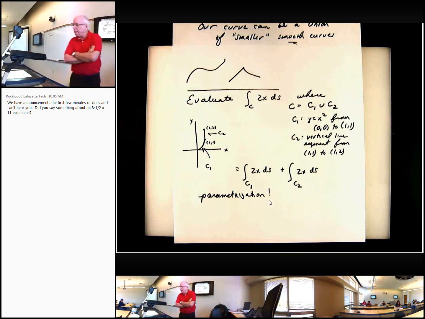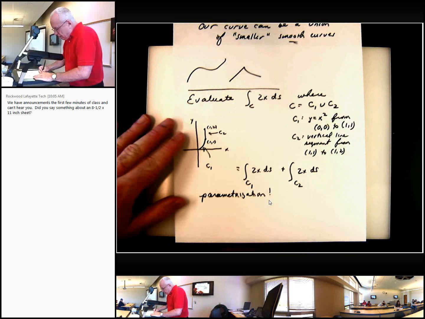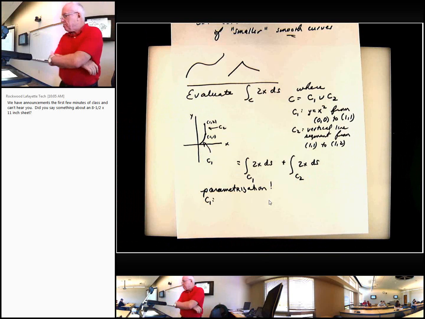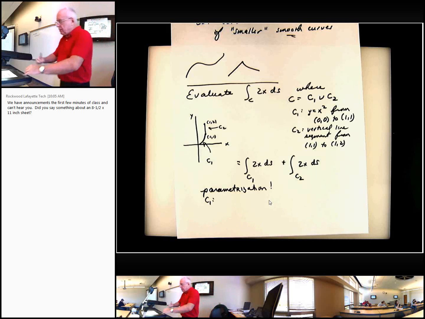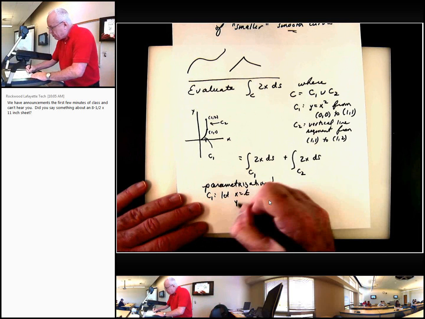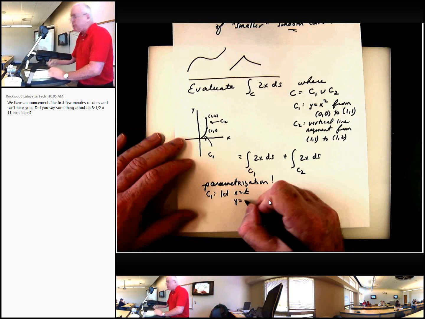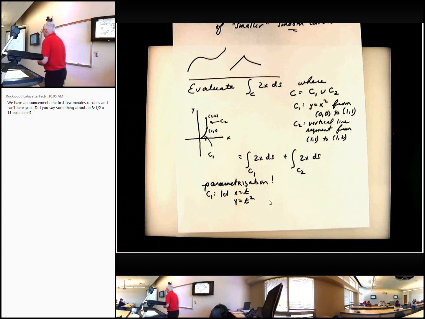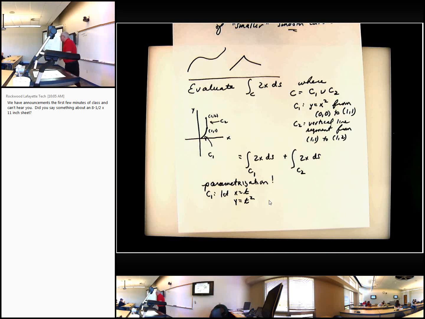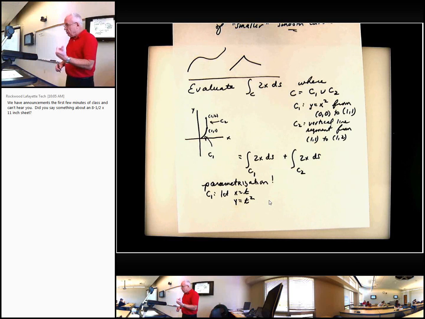Okay, for C1, basically we can look at it like this. Let x just equal t, and if x equals t, remember y is equal to x squared, so we can let y equal t squared. And that's a parameterization. In this case, t starts at 0, so that's our starting point (0, 0), and it ends at 1.